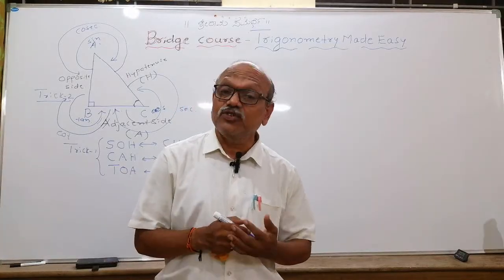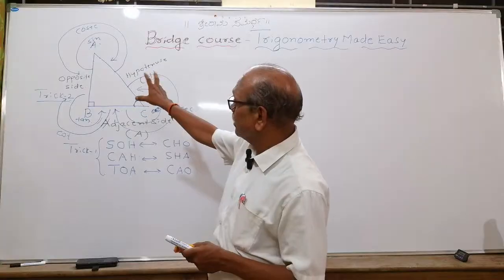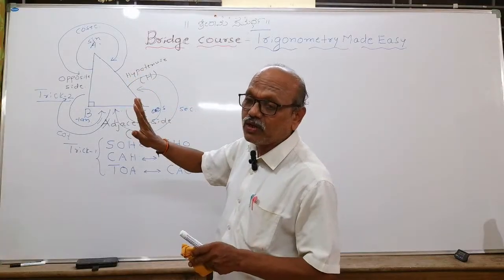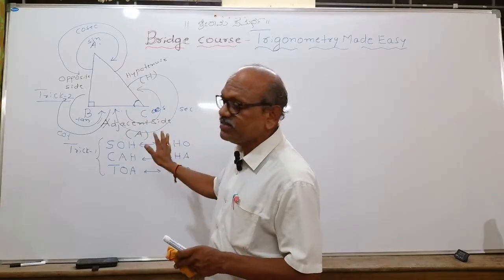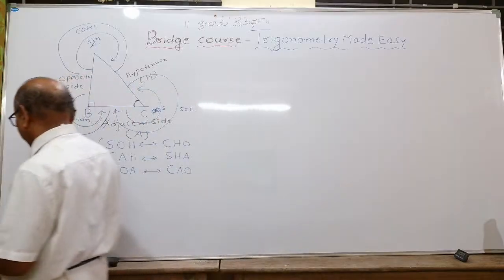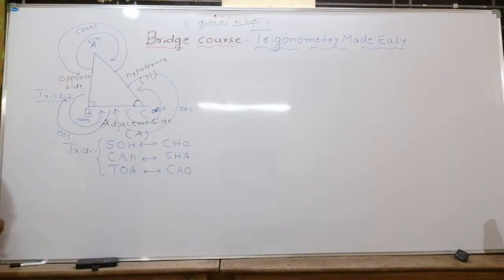Why are there 6 ratios? Because there are 3 sides, taken 2 at a time. Maximum you can make only 6 ratios. So these are the trigonometric ratios. Now we will come to the problems on it.